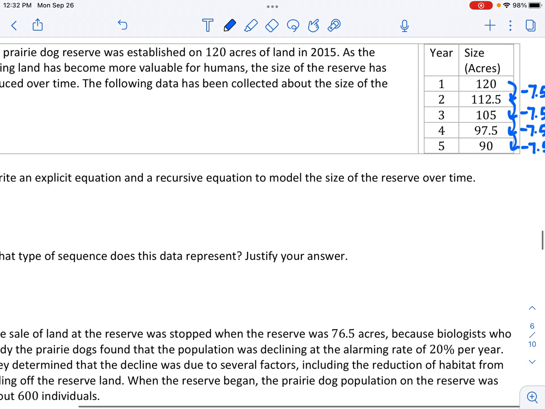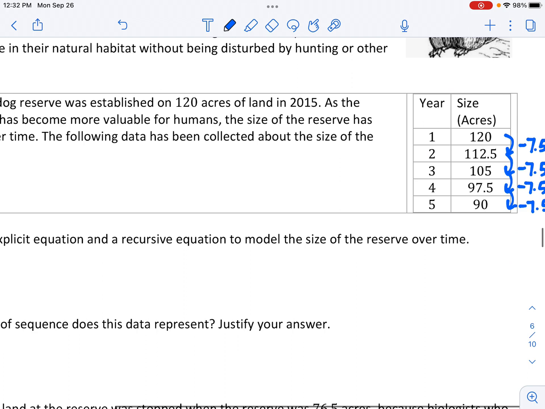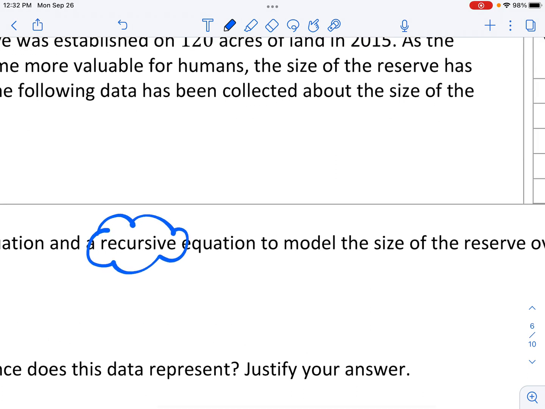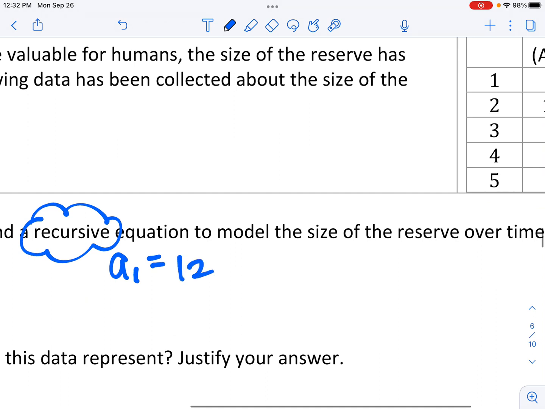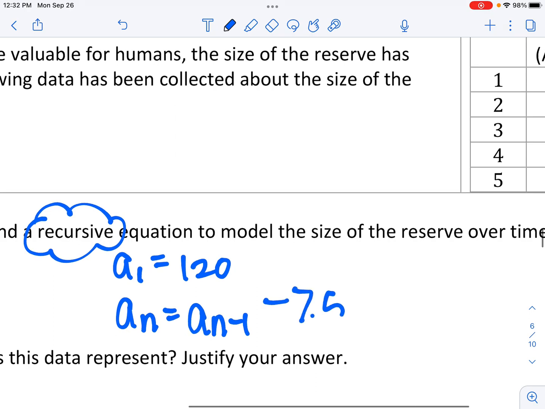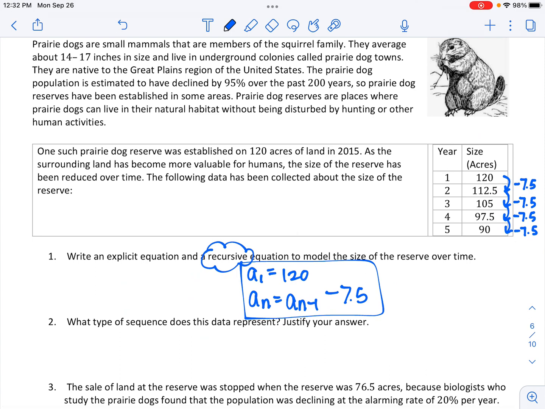So write the explicit and recursive equation. All right, so first the explicit. This is linear. Actually, I'm going to start with the recursive equation. So the recursive equation, we have the first term, or the first year, there's 120 acres. To find the amount of land after each year, take the year before it and subtract 7.5. So here's the recursive equation. Two parts: starting value and how you get from one previous term to the next term.